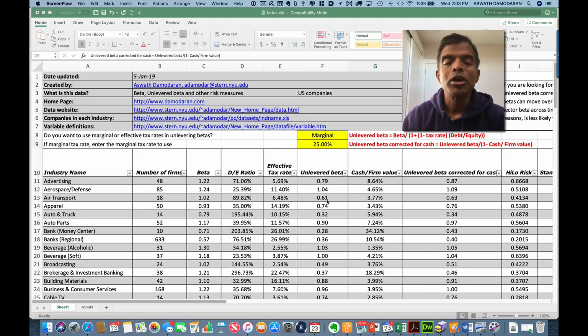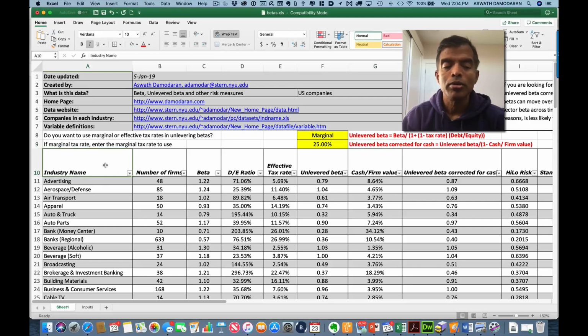So the first step in this process, obviously, is to take publicly traded companies and break them down by businesses. And that's what I start off with. Now, to break companies down to businesses, I have to make some choices. And the choices I make are reflected in the number of firms that you see in each business. So let me go column by column so you can see what I do in each step.